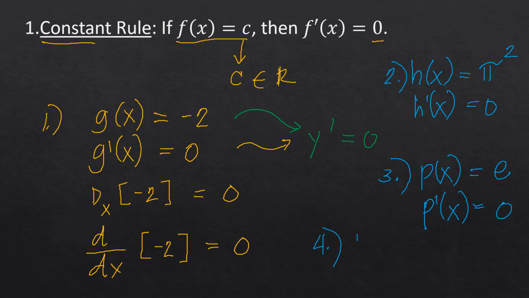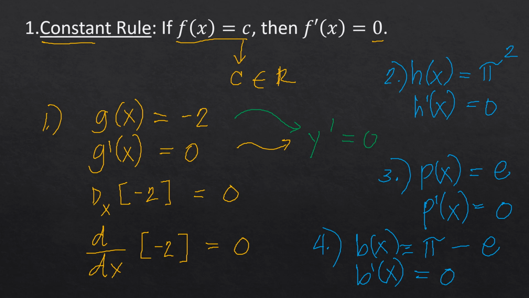So here you can have p of x is equal to pi minus e. Well, pi minus e is, okay, the difference is constant. So p prime of x, or simply the derivative of p, is 0. So that is the constant rule.